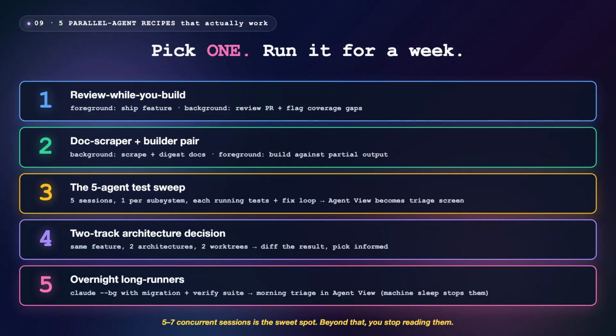One reminder: background sessions are local. They do not survive sleep or shutdown. Either run them on a desktop or always on machine, or wake up before checking. Pick one recipe, run it for a week, only add a second once the first one feels automatic.